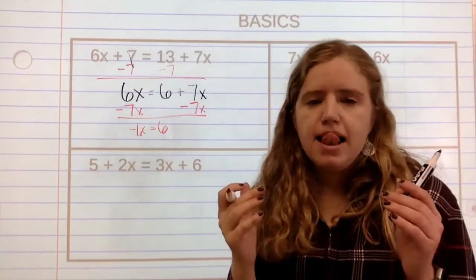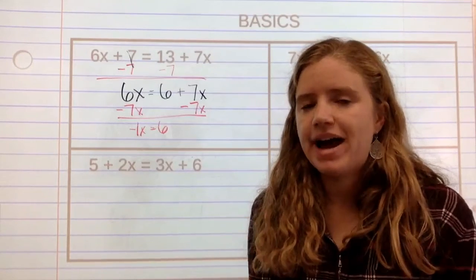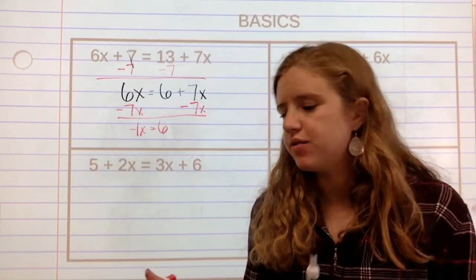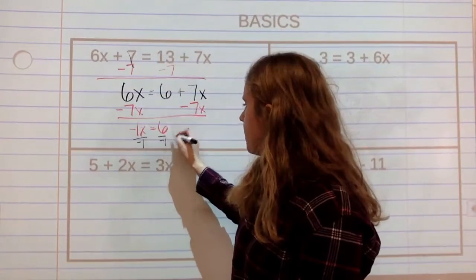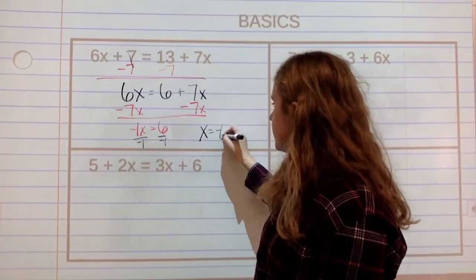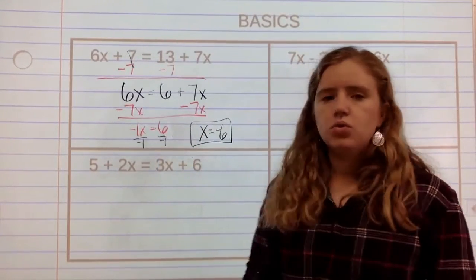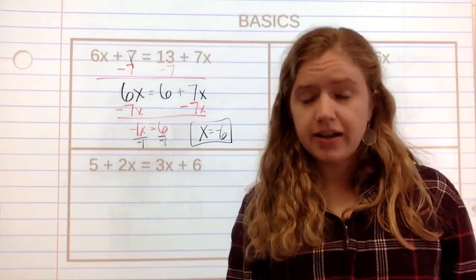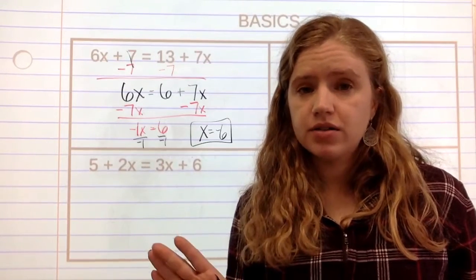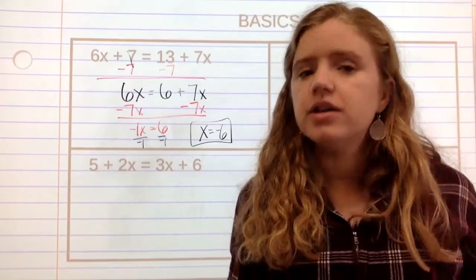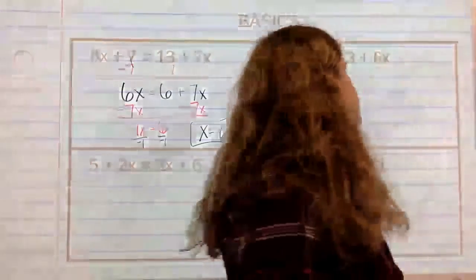Now, I can't have a negative x, so I am going to have to get rid of that negative 1 by doing the inverse operation of dividing by negative 1. And you have x equals negative 6. Ooh, variables on both sides. It's different. So, again, you can have the x's on either side. Just pick one side to put them on, and the constants on the other. So let's do our next one together.